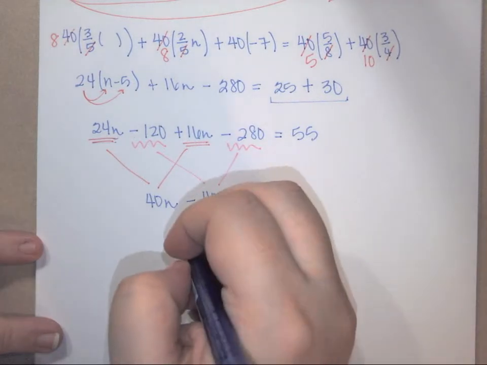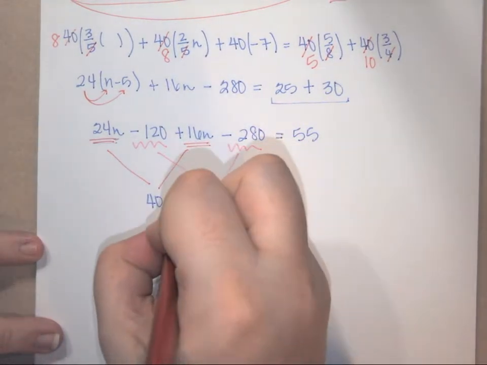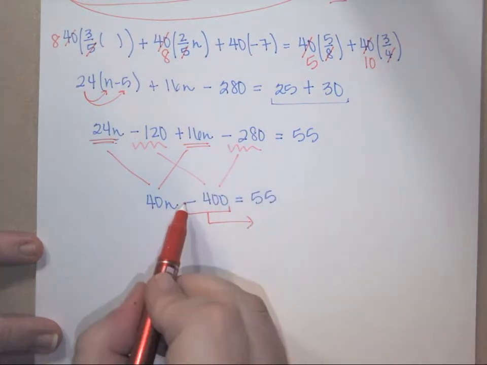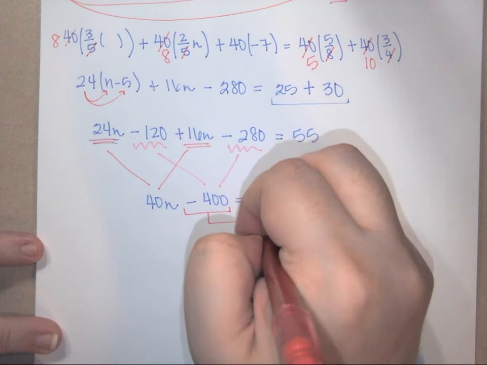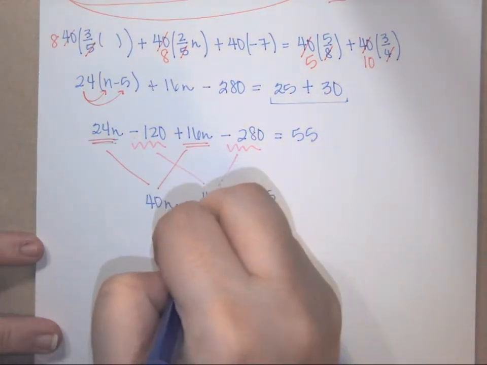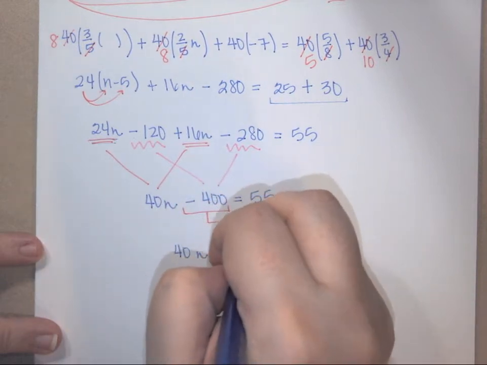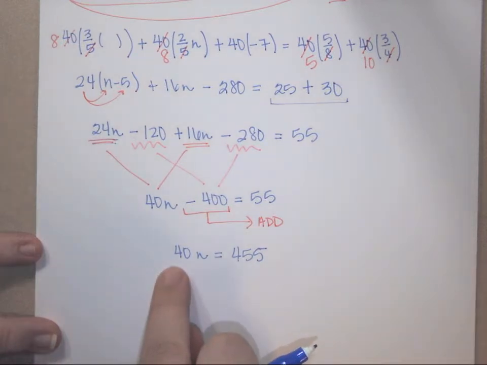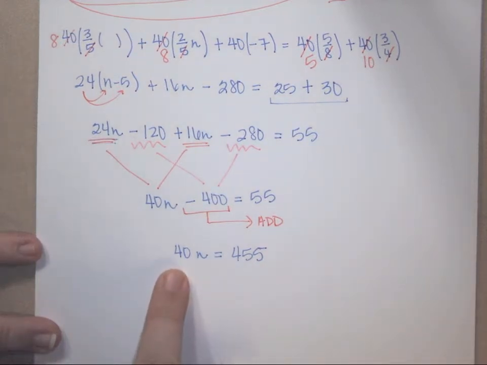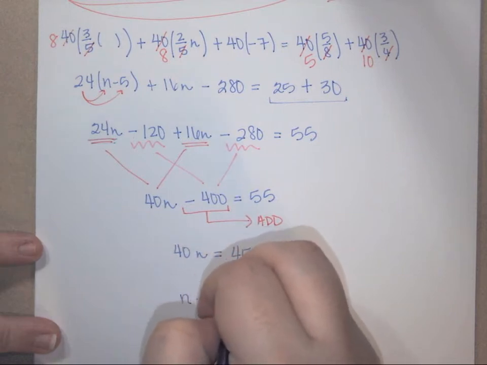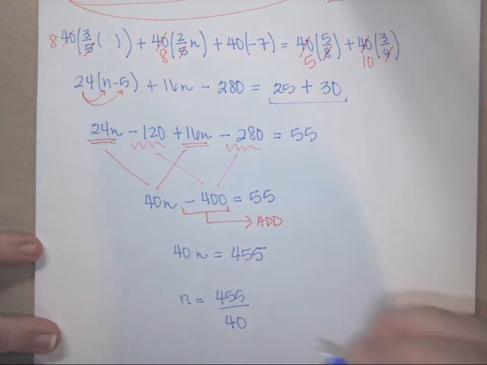We'll move the 400 over, so just like before, when we move this, we have to pay attention to its sign. We want it to go across the equals. Because it's already negative, to move it we have to add it across. So we get 40n is equal to 455. In this case, we have a second step, and this is a multi-step. What happens here is we need to divide this 40 out. So my n is going to be the 455 divided by my 40.